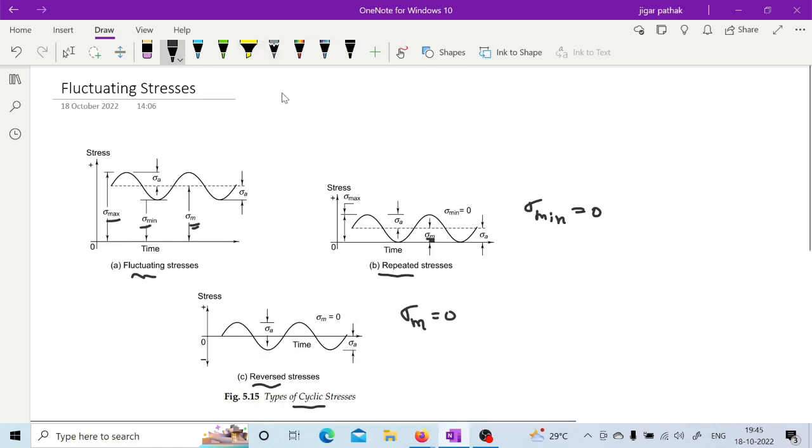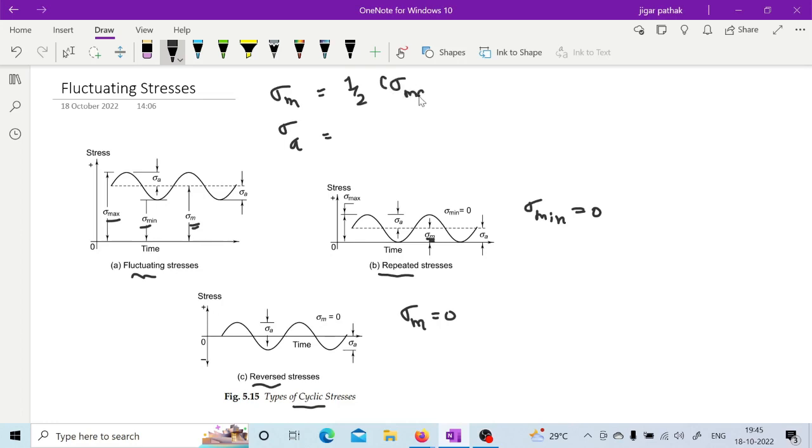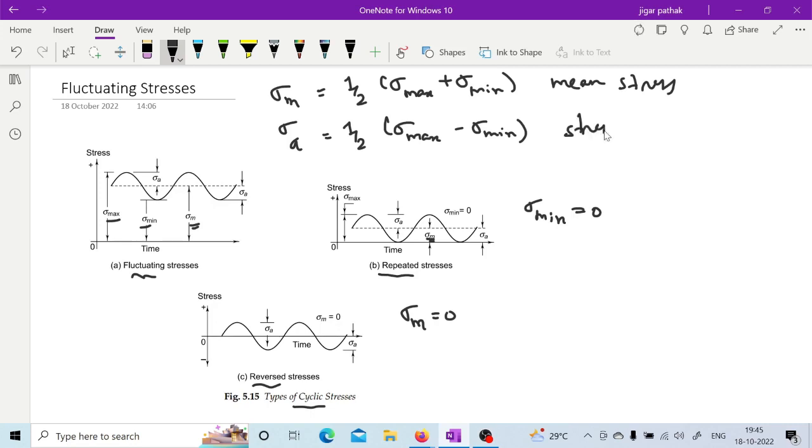In each figure you are looking at sigma m and sigma a mentioned, right? So what are sigma m and sigma a? Sigma m is mean stress, which can be calculated as half of sigma max plus sigma min. Similarly, sigma a is stress amplitude, which can be calculated as half of sigma max minus sigma min. So this is mean stress, this is stress amplitude.